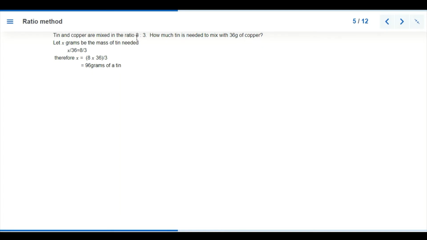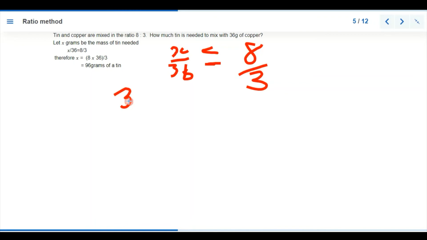So we are going to be expressing this in the ratio 8/3. Since we don't have the amount of tin, we are going to have x divided by 36 equals 8 divided by 3. So let's solve. We have x over 36 equals 8/3. By the time we cross multiply, x will multiply 3, and 36 will multiply 8. So we have 3x equals 36 times 8.